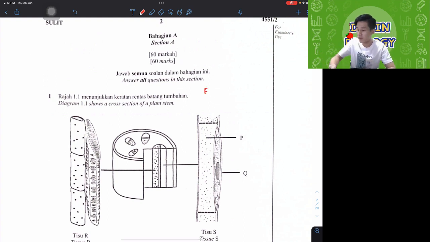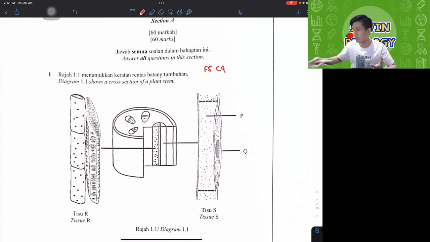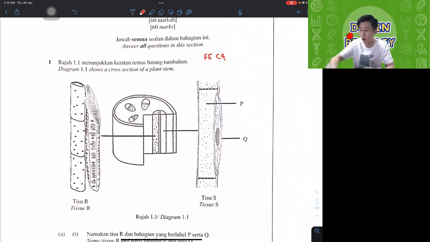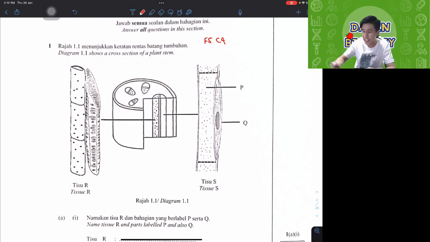Now, question 1 is plants, Form 5, chapter 4. Xylem, phloem, tissue mainly. I actually have a video regarding xylem and phloem, the vascular tissue. You can go and find it on my channel. So tissue R, the inside one is of course xylem. The outside one is of course phloem. You should know this by now. But let's say if they didn't show you inside, outside, how are we going to differentiate?